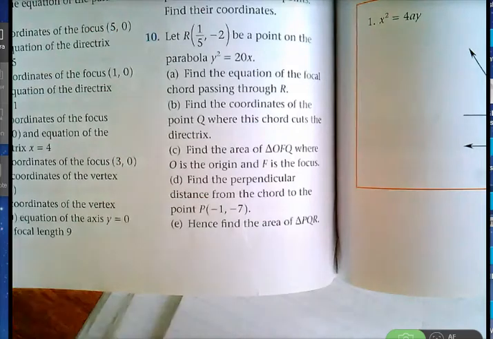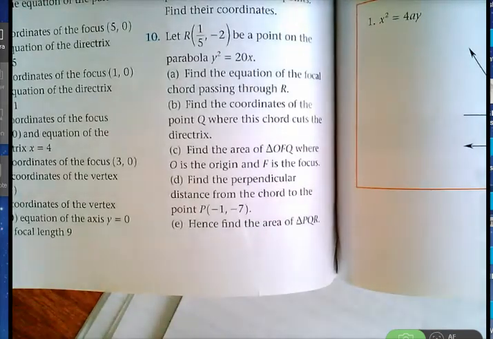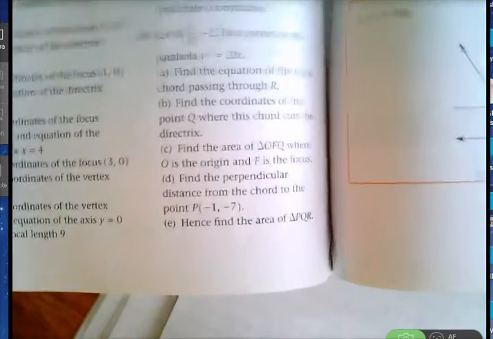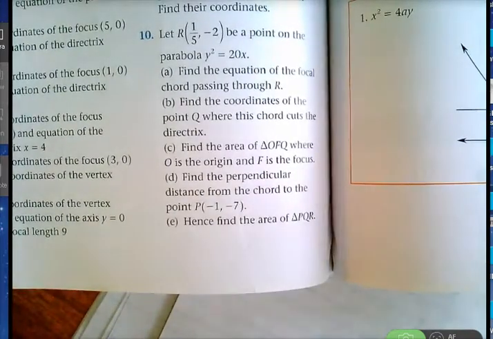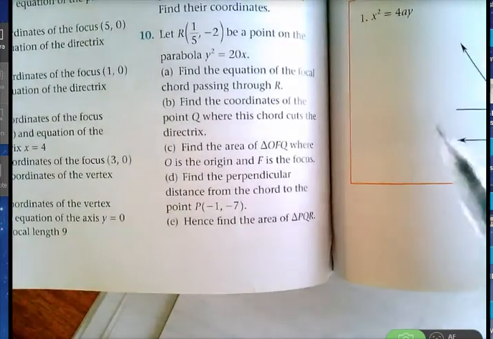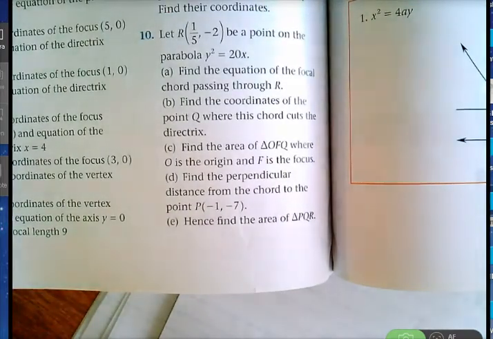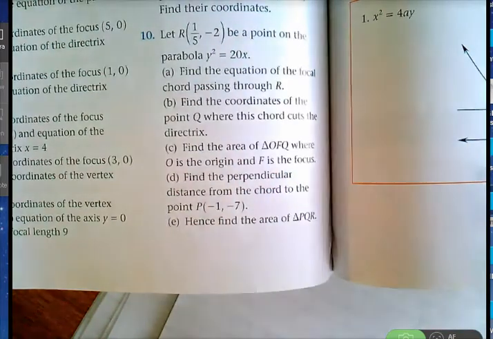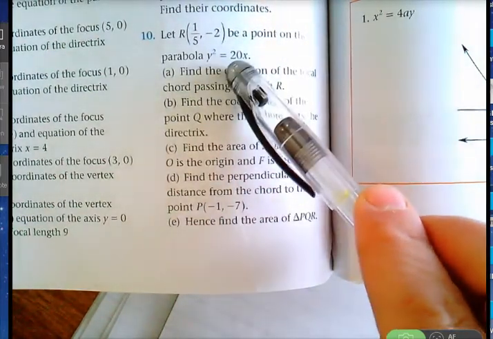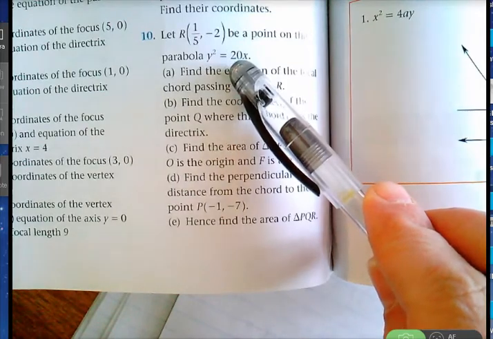This video is exercise 11.6, but we're just going through one homework problem. Exercise 11.5, question 10. It says R is the point on the parabola y squared equals 20x. When you see that, what type of parabola do you have? Y squared equals 20x. A sideways one, turning to the right. And y squared is 4ax, so what's a? It is 5.